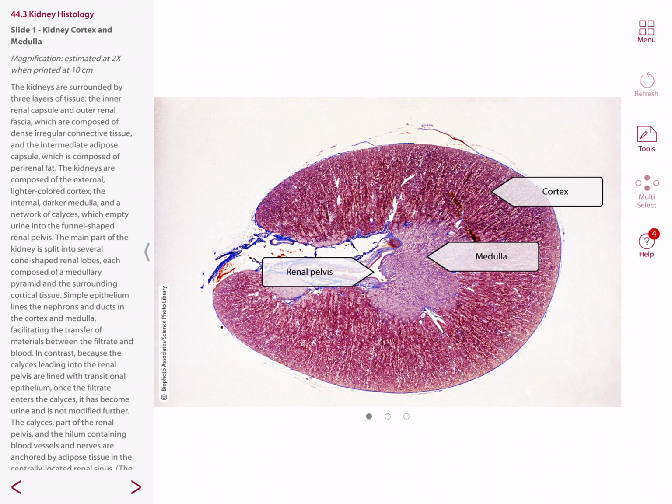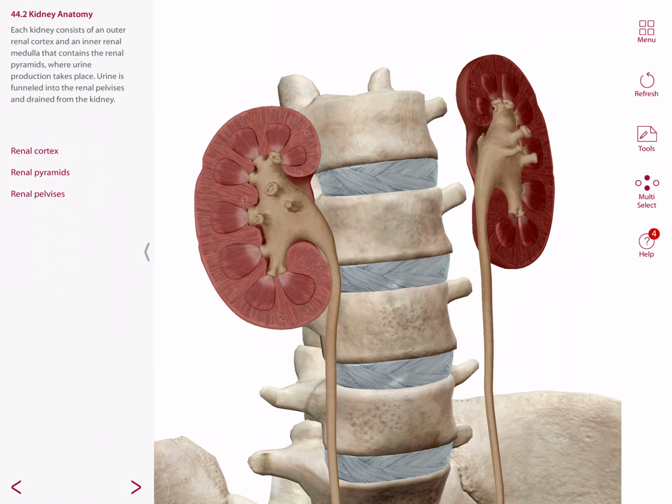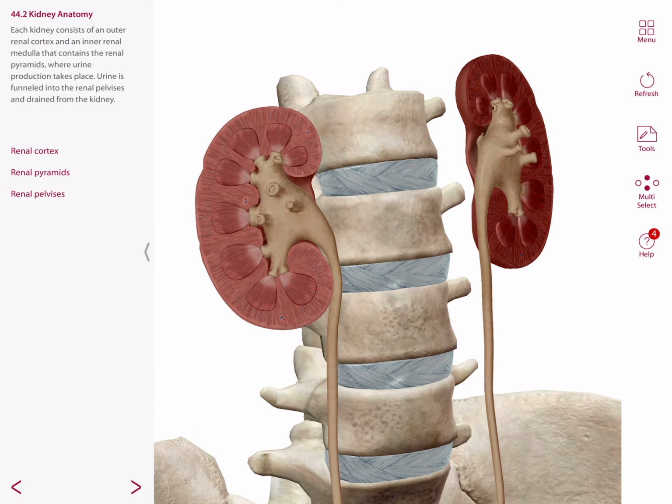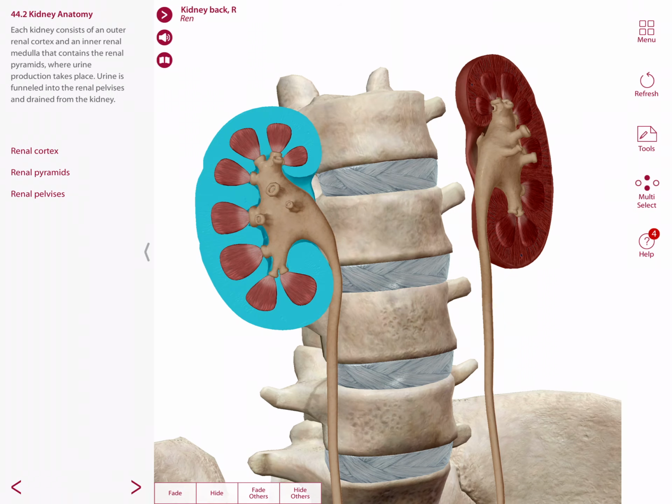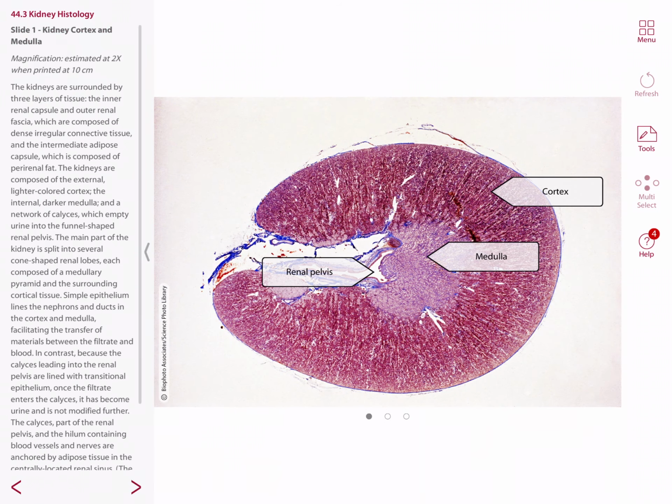Then the medulla, if I go back one, the medulla is going to be the region in between the pyramids. And it won't let me highlight it on this, it just highlights the entire thing. But it's going to be the region in between each of those pyramids. And I'll be able to highlight that here for you in just a little bit.